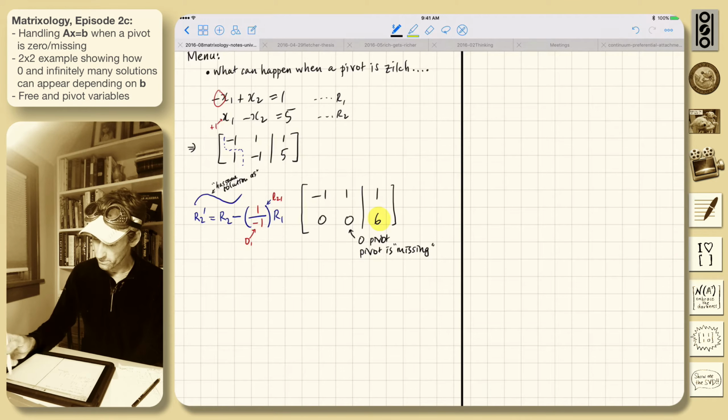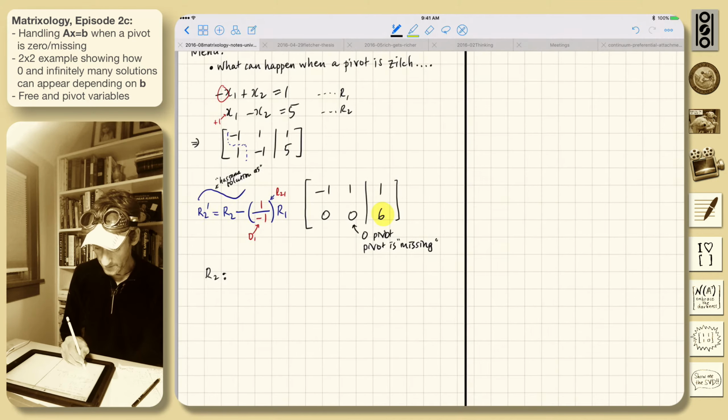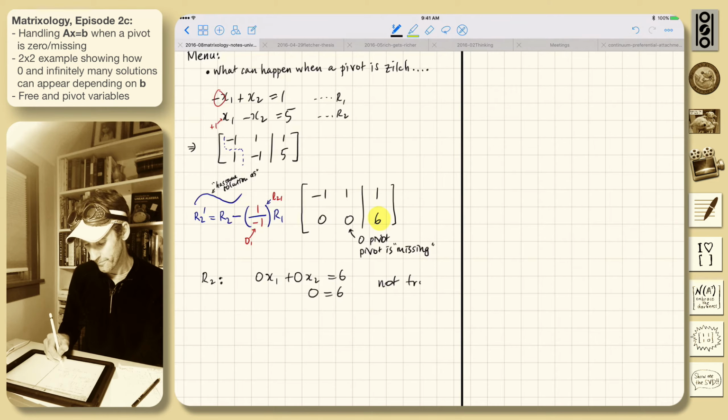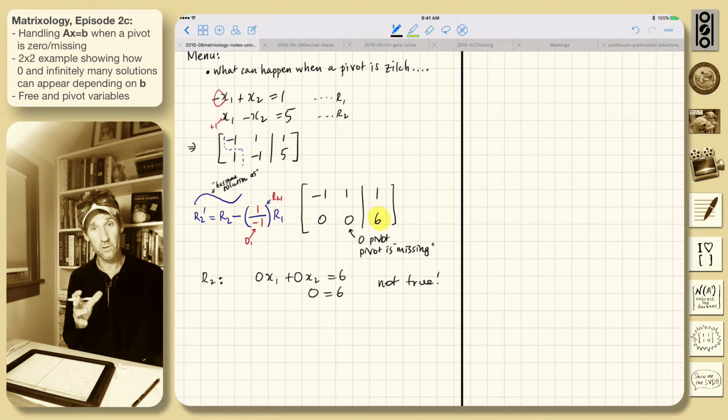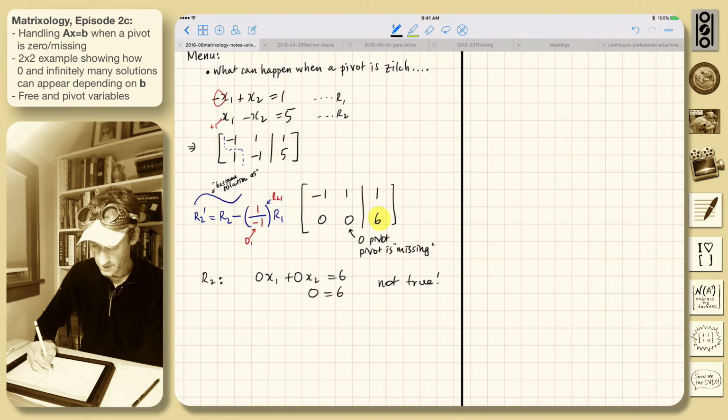It's bad because there's a 6 here. If we go back out to the equations, row 2 now, dropping the prime, we don't keep primes, is really 0x1 plus 0x2 equals 6, or 0 equals 6. Not true. So there's no solution. These two equations are ships in the night. They don't hit each other. They're parallel.